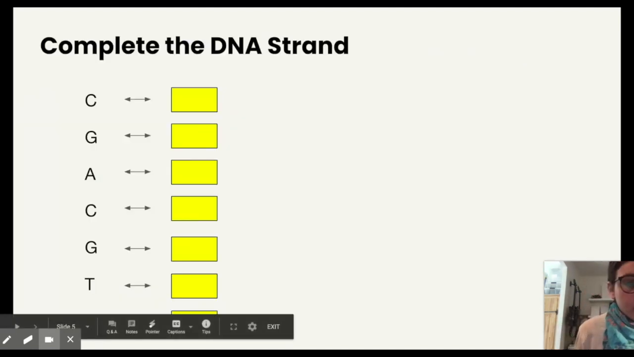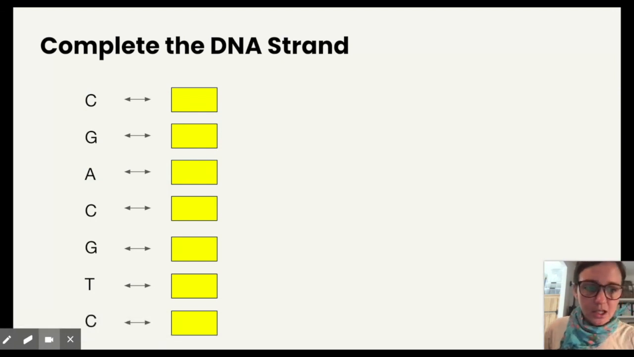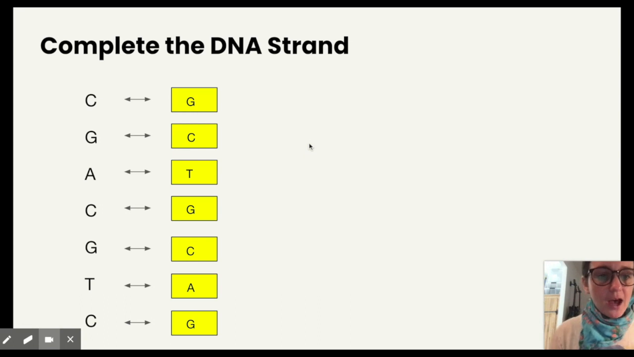So let's just do a quick reminder. Complete this DNA strand. Go ahead. C matches with what? G. G matches with the C. A. Great. Awesome. And we can just finish this up. So this is if I wanted to put together both strands of the DNA, right? One side of my DNA strand would be CGACGTC, and the other side would match up perfectly with it, and it would have the complementary pair.